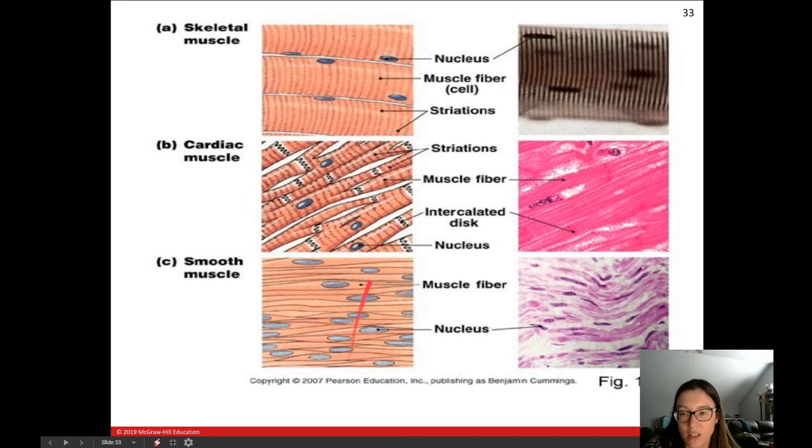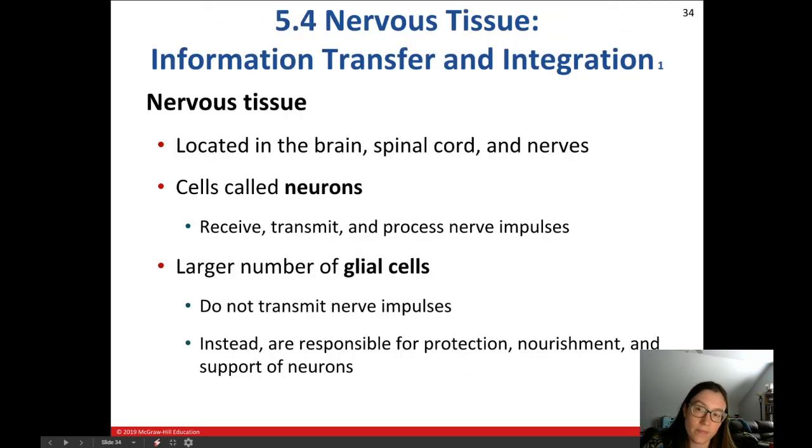And then smooth muscle is going to be found lining the hollow organs, like your digestive tract. It's also in your blood vessels, and in your reproductive tracts, like in the uterus, things like that. And smooth muscle is not striated, and it's also involuntary. So think about moving the food through your digestive tract. You don't have to tell your body to move the food through your digestive tract. It does it on its own.